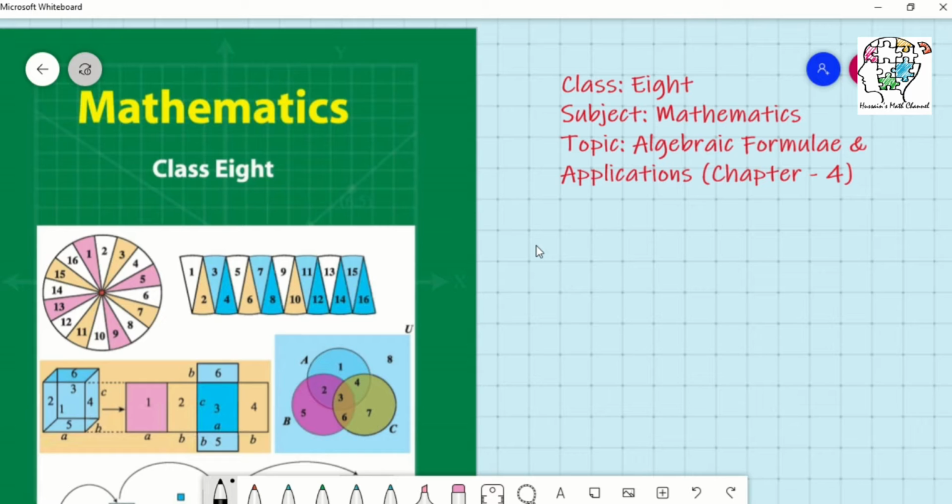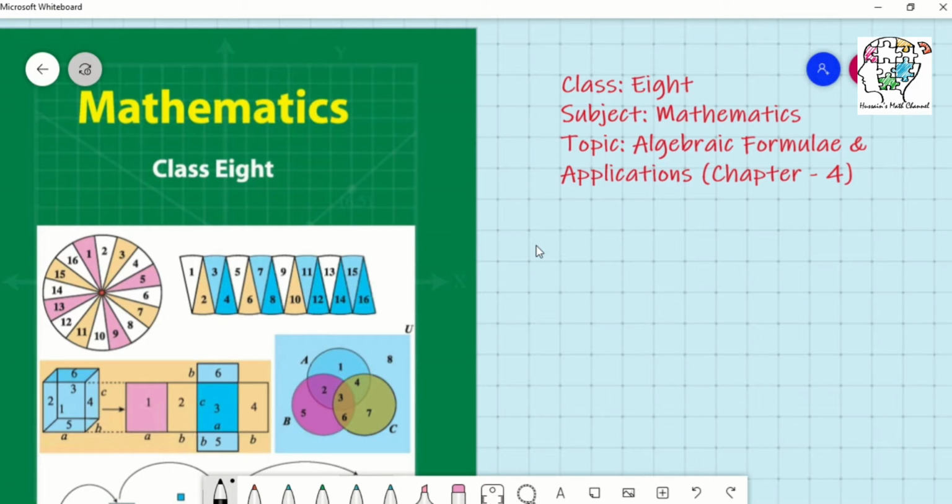Today we are going to discuss algebraic formulae and applications. Okay, let's start. First of all, what is an algebraic formula? Any general rule or corollary expressed by algebraic symbols is known as an algebraic formula, in short, formula. Different types of mathematical problems can be solved by this formula.